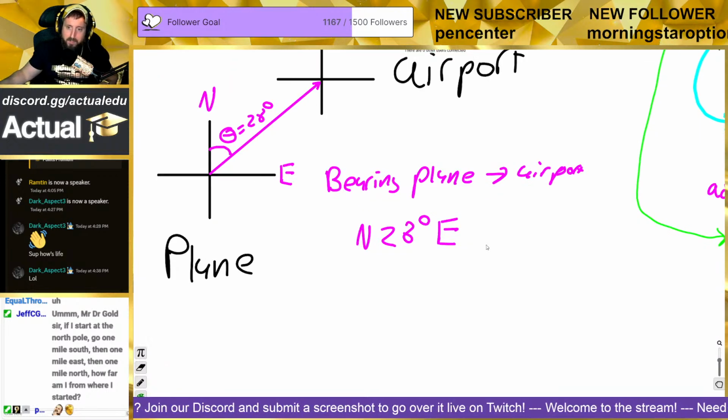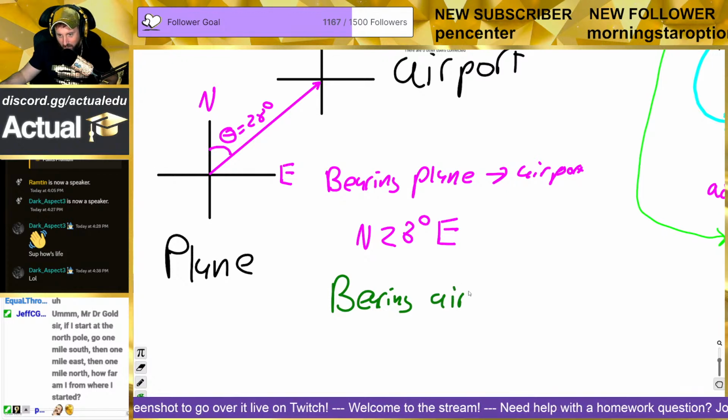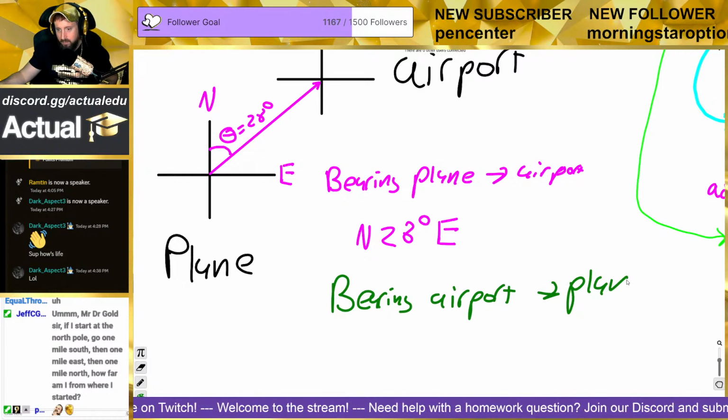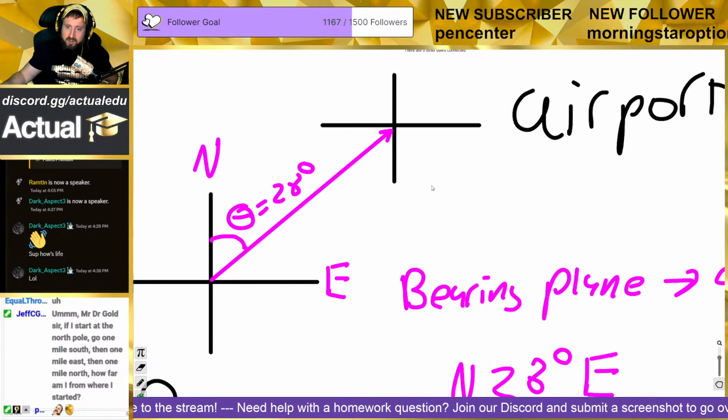And then, okay, if we want the bearing from the airport, airport to the plane, that's going to be this angle. Now, the cool thing is these are parallel lines, right? This is what a transversal is, right?